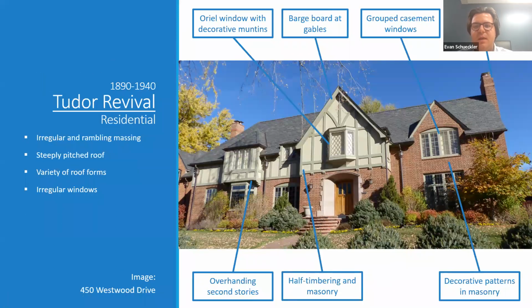Some other features are the oriel window above the front door there, a very common feature with its decorative diamond patterned muntins. You also see groupings of casements, prominent chimneys, and some of these projections and shifts in the massing at the second floor are also very common, like that far left wall dormer above another bay window, that just kind of complexity of massing.